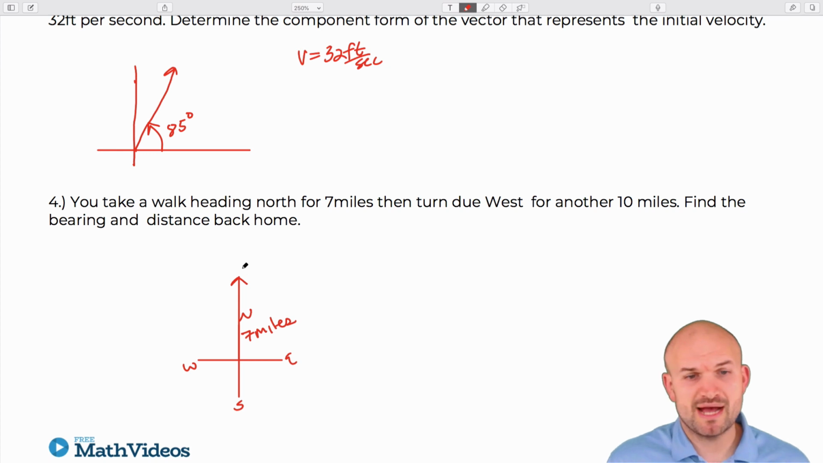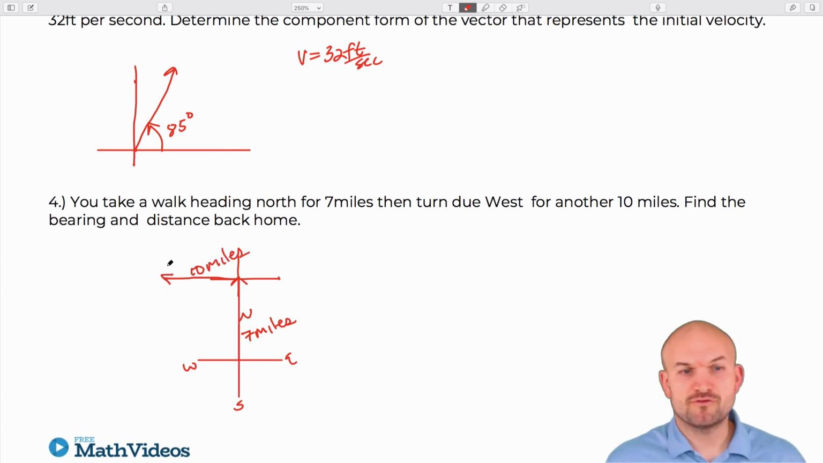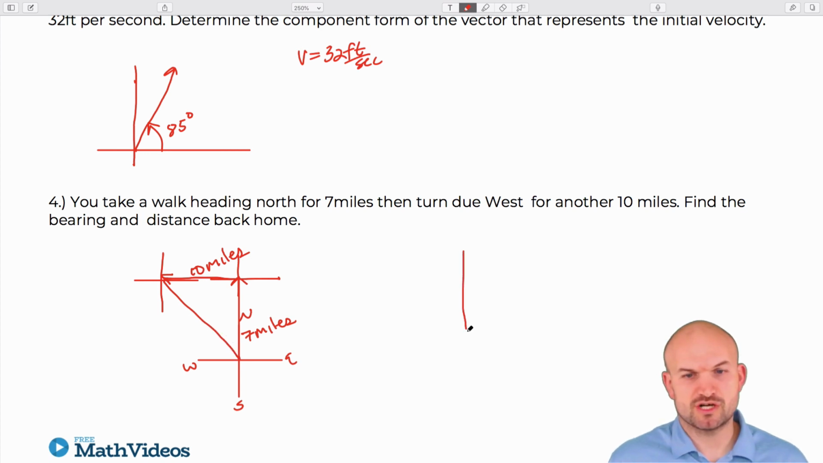Then you're going to turn due west, so we're going to create another compass heading. Okay, and then it says you're going to do that for 10 miles. And then it's asking you for the bearing and the distance back home. So we've got a lot of bearings going on here, right, as you can see. So let's go ahead and just redraw this triangle here. Since we have our bearings, that's going to be like that.